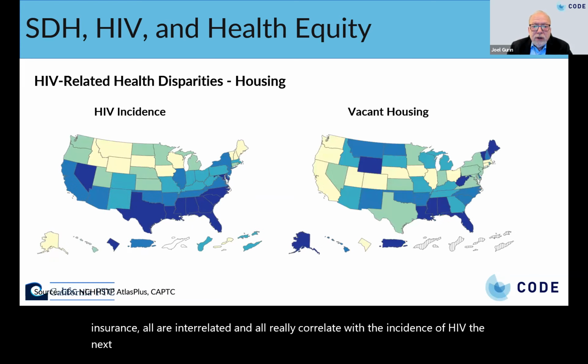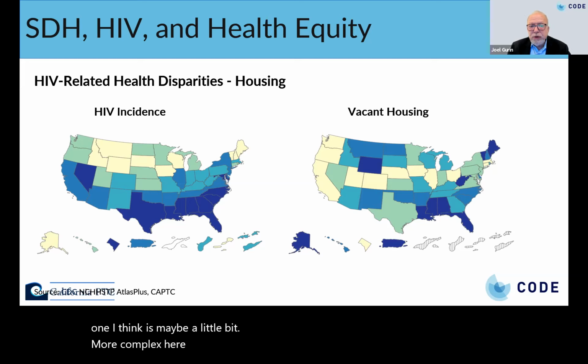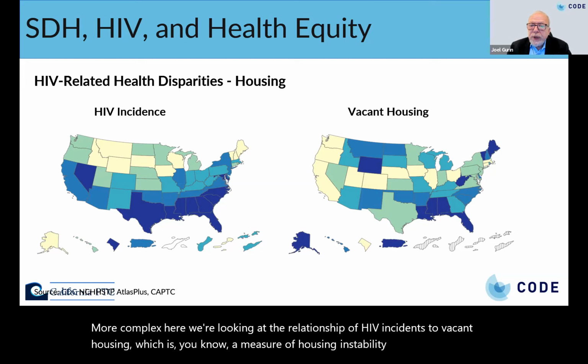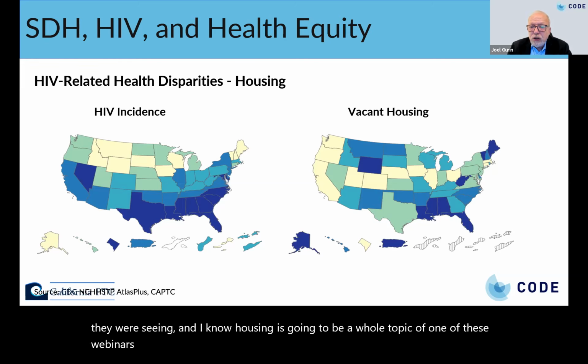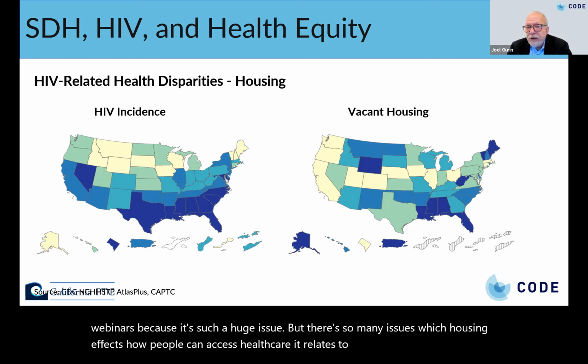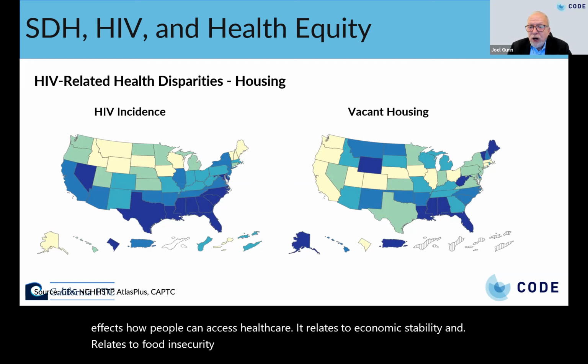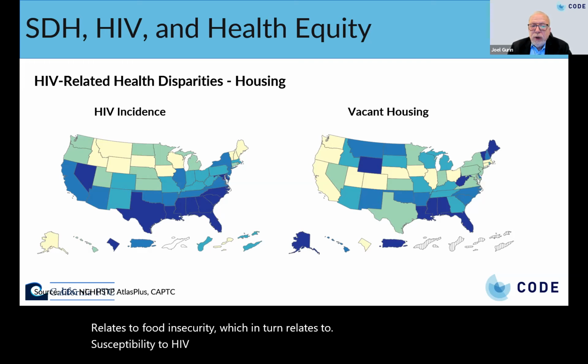The next one, I think, the correlation is not quite as one-to-one, and maybe a little bit more complex. Here we're looking at the relationship of HIV incidence to vacant housing, which is a measure of housing instability. And I know housing is going to be a whole topic of one of these webinars because it's such a huge issue. There are so many ways in which housing affects how well people can access healthcare. It relates to economic stability. It relates to food insecurity, which in turn relates to susceptibility to HIV physically. So we're seeing many different kinds of issues here.